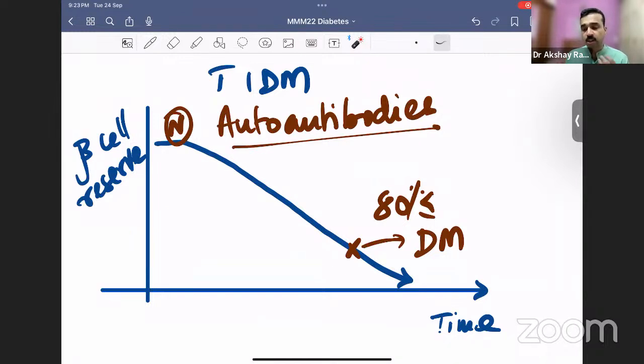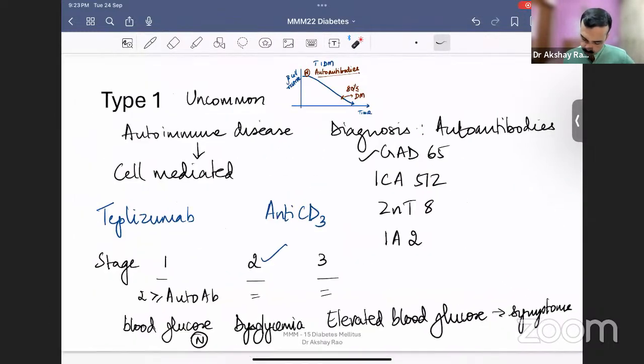Okay, then they'll actually enter into stage 3 diabetes mellitus. So there's a lag, a big lag. If you can catch them somewhere here, somehow during a routine test, if it was picked up, then you can offer teplizumab. Okay, so this is type 1 diabetes.